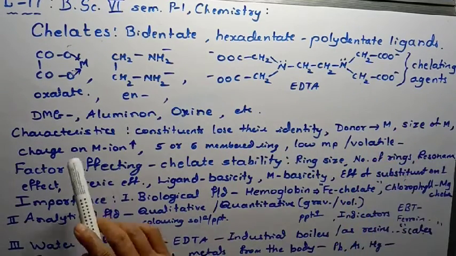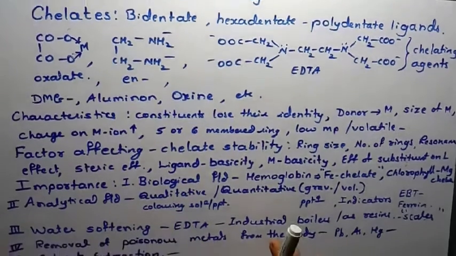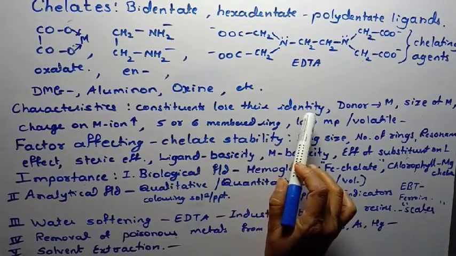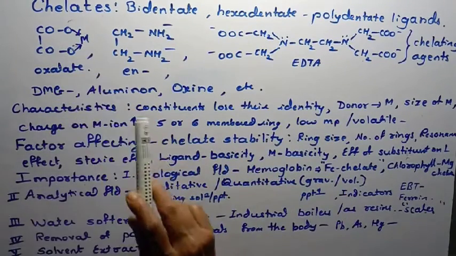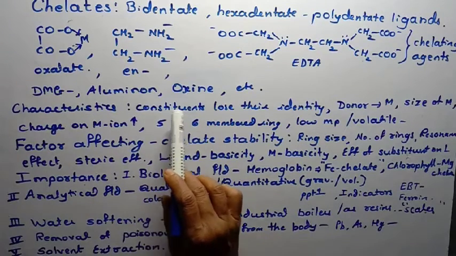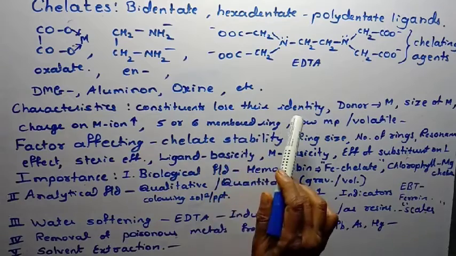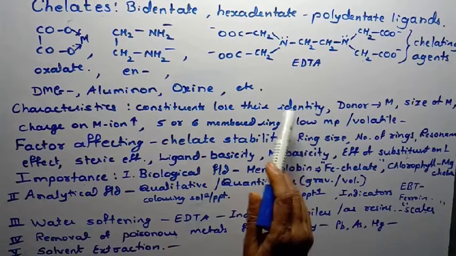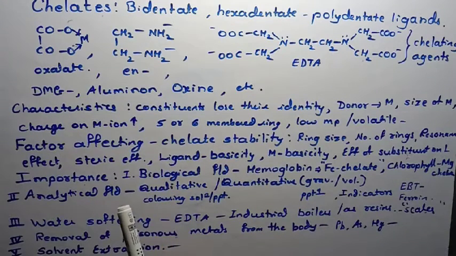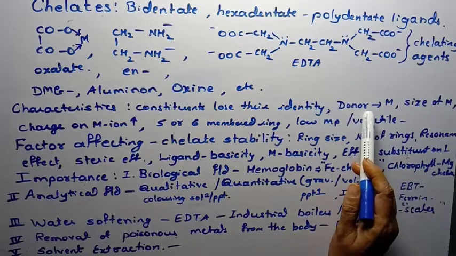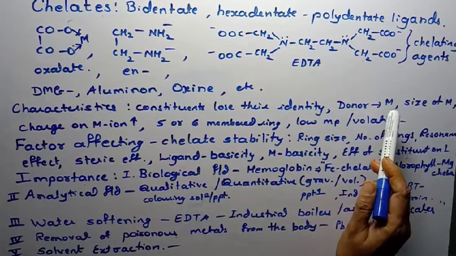Now with this we'll move on to the characteristics of chelates. The first one: constituents lose their identity. That means the properties of the chelate are entirely different from the constituents from which it is formed. Thereby the constituents lose their identity after forming the complex or chelate. The second characteristic: the donor atoms link firmly with the metal ion through coordinate covalent bonds.